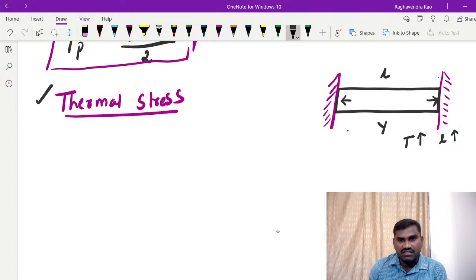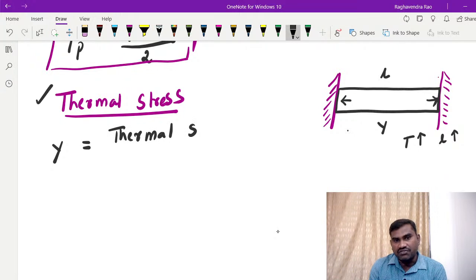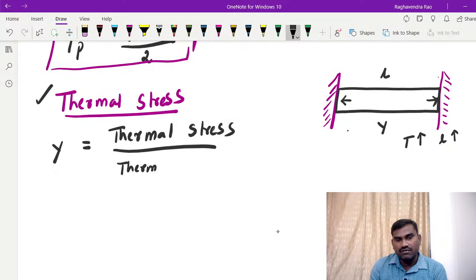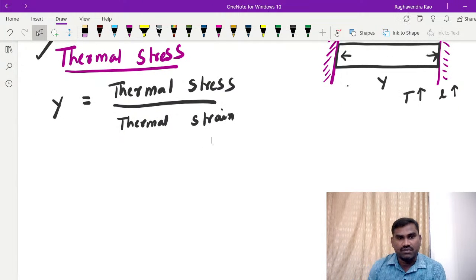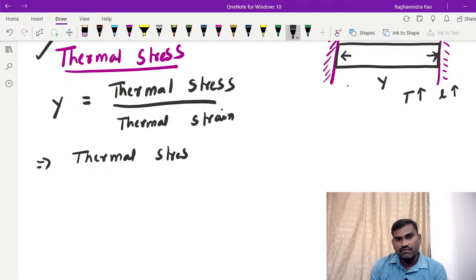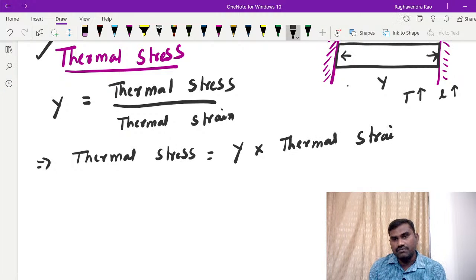So to find this thermal stress, as usual we can take the formula Y is equal to stress by strain, but here we will take it in terms of thermal stress by thermal strain. That applies. So thermal stress is equal to Y into thermal strain.